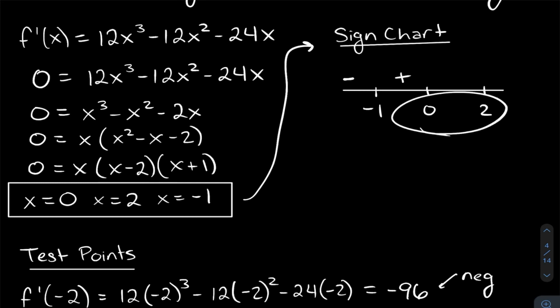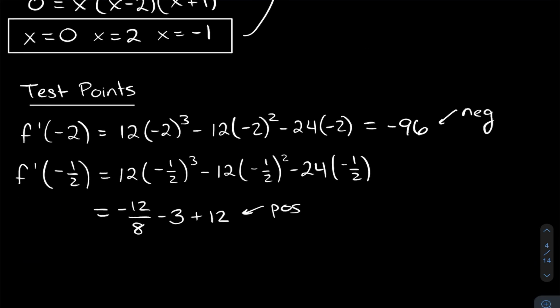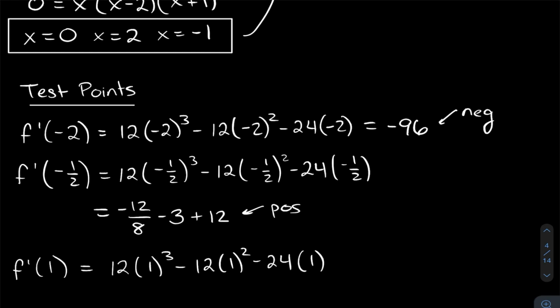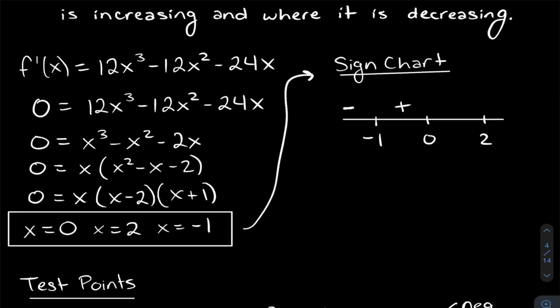Then we need to pick a number in between 0 and 2, and I think 1 is going to be the nicest number to pick there. And so computing f prime of 1, we're going to get 12 times 1 cubed minus 12 times 1 squared minus 24 times 1. And that right there is going to be 12 minus 12 minus 24, which is definitely negative. Okay, because the 12 and the 12s cancel off and you're just left with negative 24. So then we're going to put a minus sign in between here.